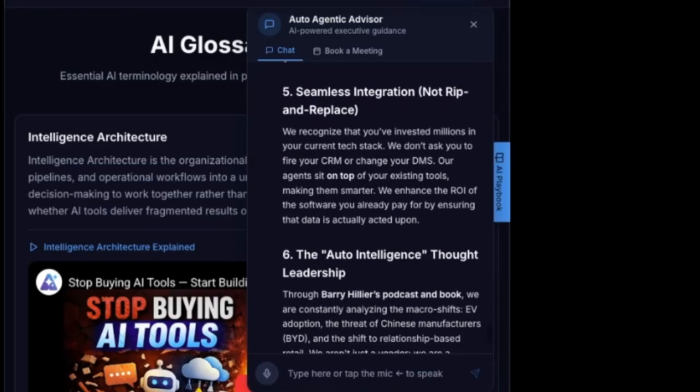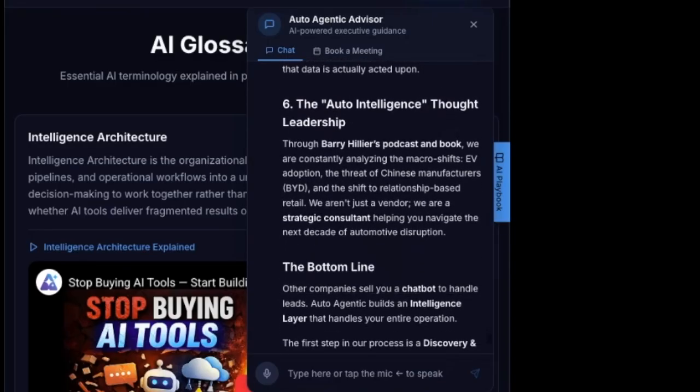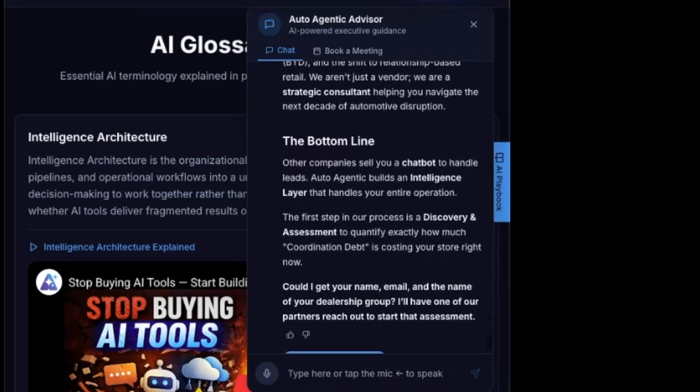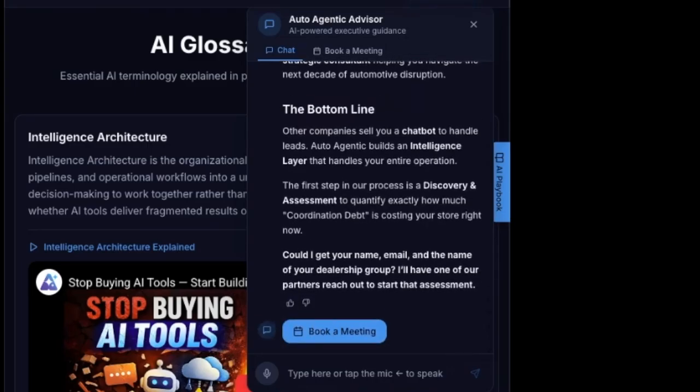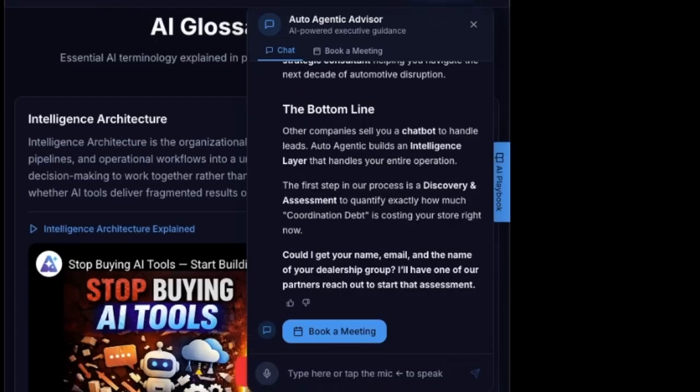Seamless integration, not rip and replace, the auto intelligence thought leadership. And the bottom line: other companies sell you a chatbot to handle leads. Auto Agentic builds an intelligence layer that handles your entire operation. And then again, could I get your name, email, and the name of your dealership group? I'll have one of our partners reach out to start that assessment.